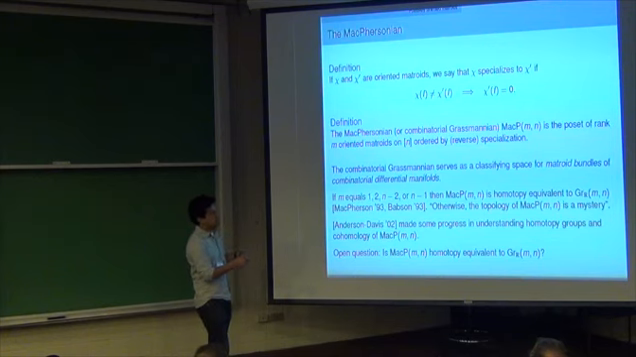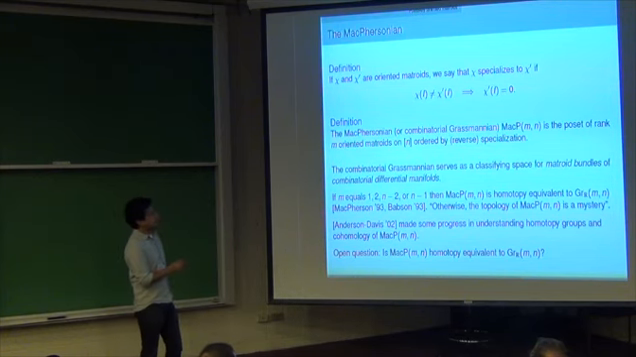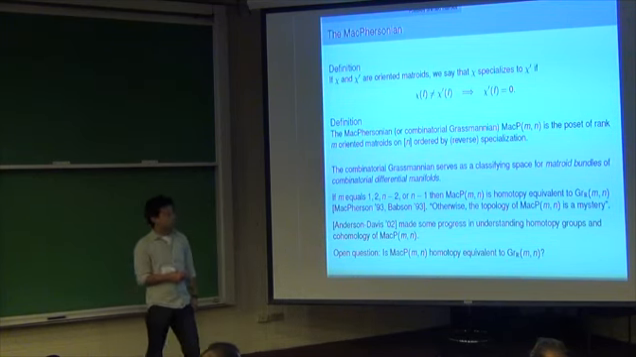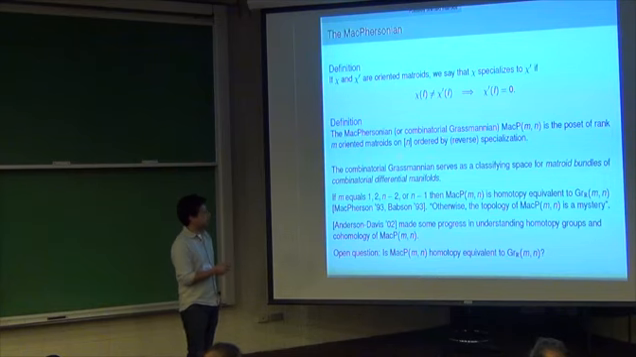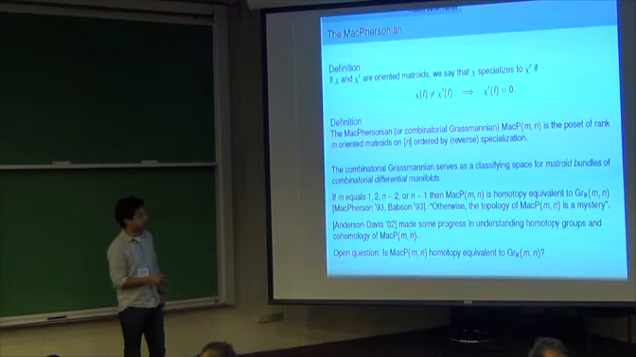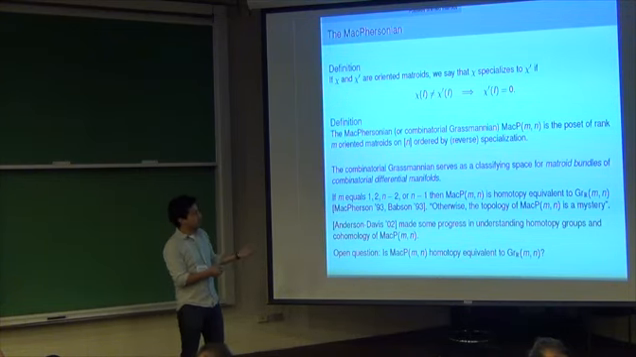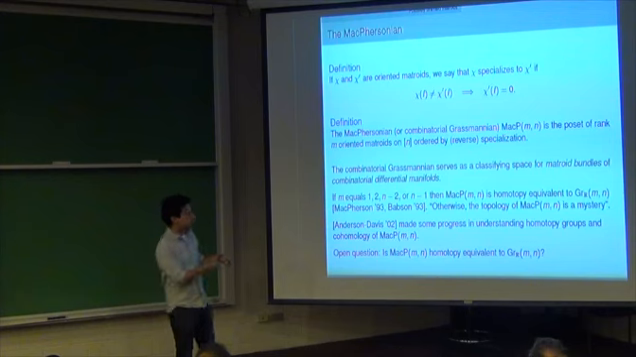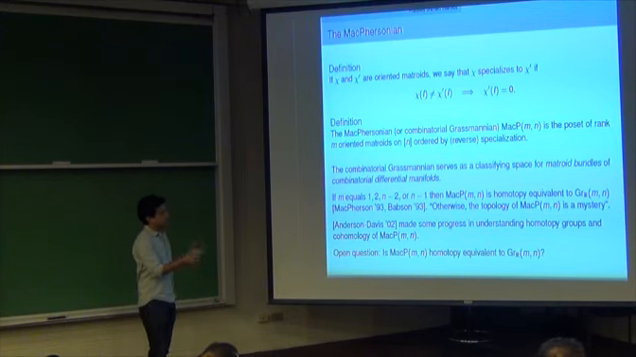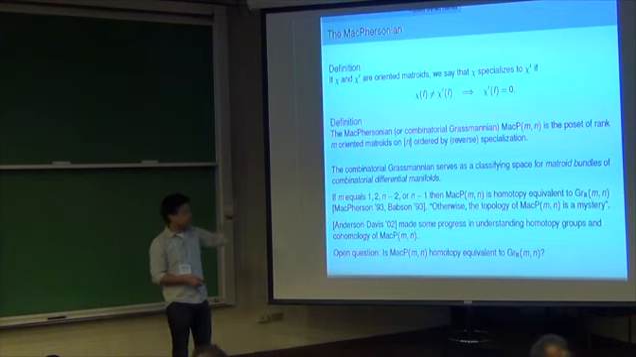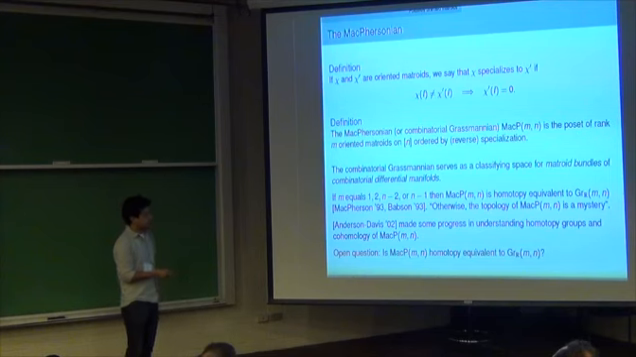That's what specialization is. And then the MacPhersonian, or the combinatorial Grassmannian, is simply going to be the poset of oriented matroids ordered by specialization. So this is some kind of combinatorial model for what the real Grassmannian should be. You just put all the oriented matroids in a poset, and then you look at the topological representation of this poset.